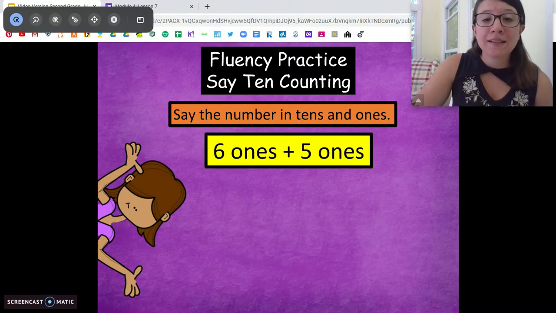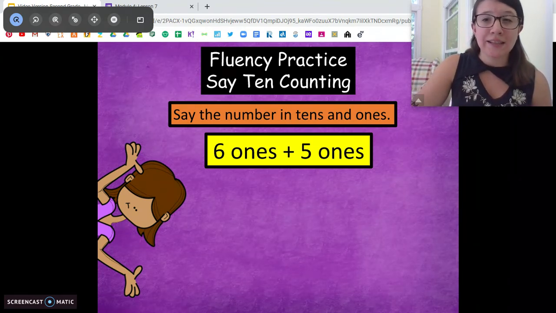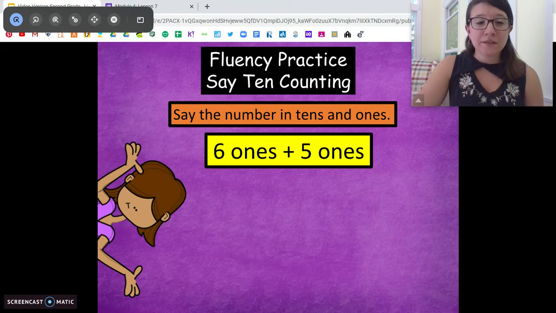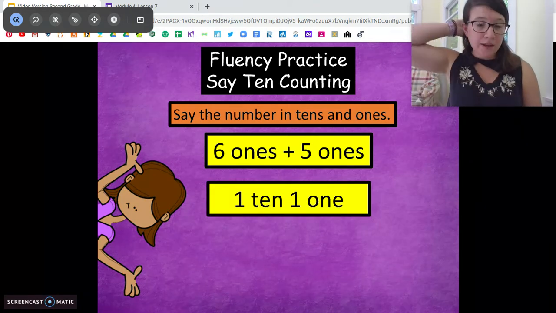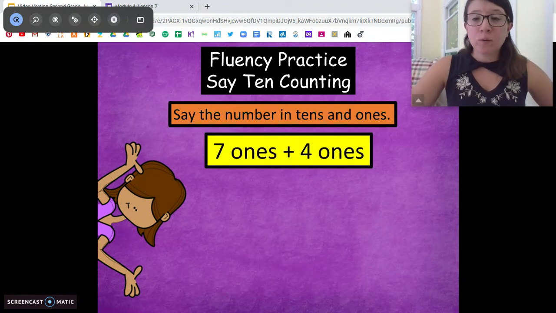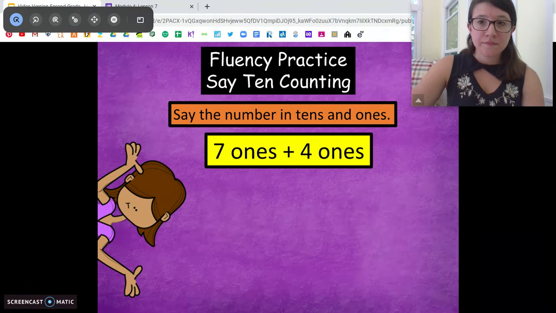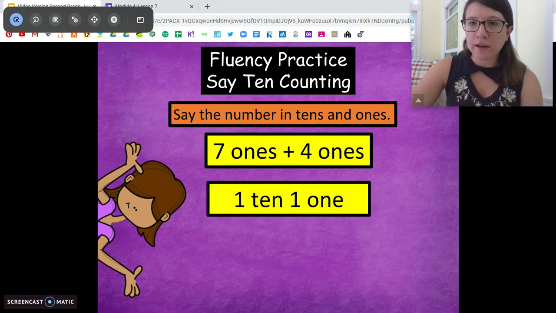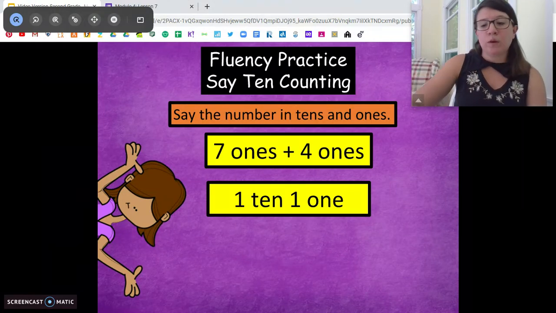All right, we're going to say the number in tens and ones. So if I'm adding 6 ones plus 5 ones, what do I get? You're going to say it the say 10 way. 6 ones plus 5 ones is 10 1, 1. 6 plus 5, we get to 11, right? And that is 10 1, 1. Good. Try this one. 7 ones plus 4 ones. What do we get? Say it the say 10 way. Good. Same thing. 10 1, 1. 7 ones plus 4 ones gets us to 11 ones, which is 10 1, 1.